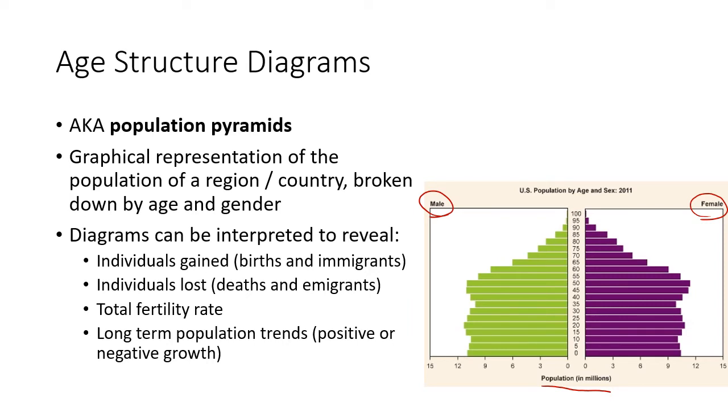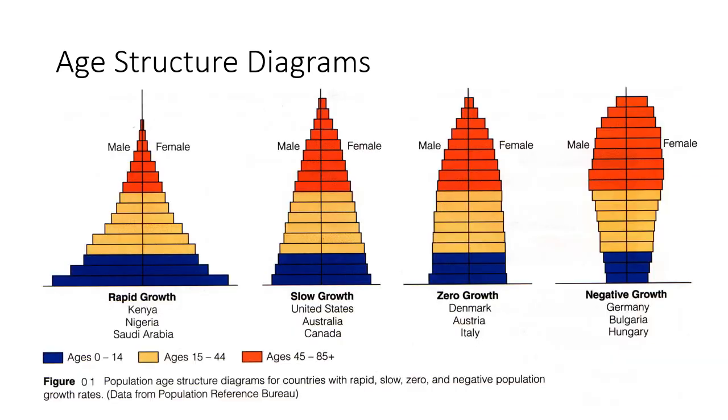Okay. This can be interpreted to reveal a lot of things: the individuals gained in a population or expected to be gained in future, and the individuals that are lost. You can tell the total fertility rate if we did some math, which we won't do in this class. What we will do is look at long-term population trends, basically positive growth, negative growth, or stabilization.